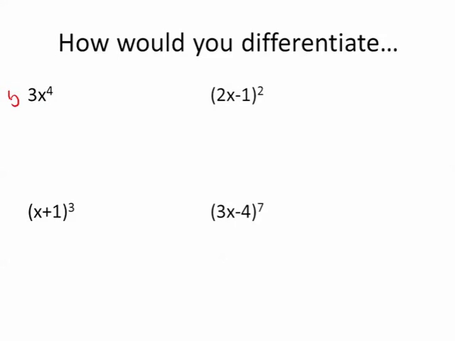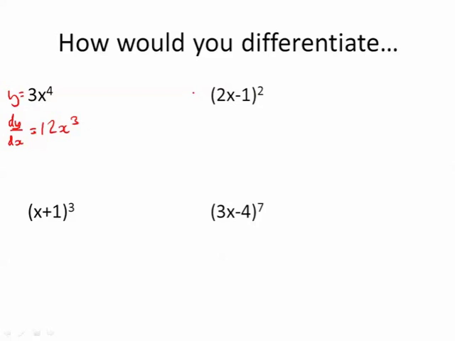In this video I'm talking to people who know how to differentiate 3x to the power of 4 with respect to x. We know that it's simply times by 4 here to get 12x, subtract 1 from the power, so we get 12x cubed. We're going to be differentiating things like 2x minus 1 squared, 3x minus 4 to the power of 7, and things of the same structure. At the moment, you can all differentiate all of these anyway.